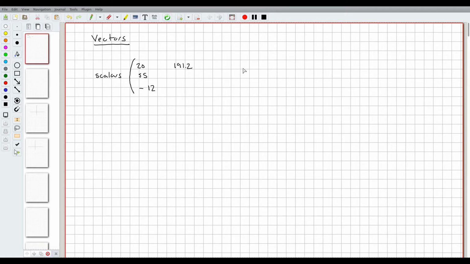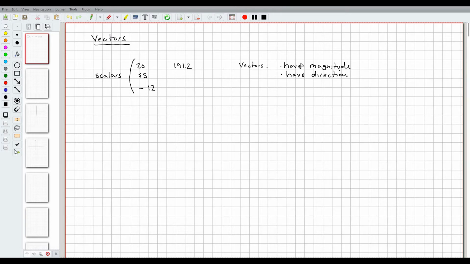Now, vectors, on the other hand, are special. Because a vector has a size, and it also has a direction. Now, because of this, because it's not just a regular plain old number, the mathematics of vectors can be pretty complicated, which is the reason why we have 3 lectures on just vectors.